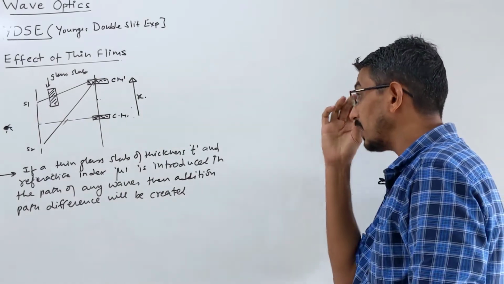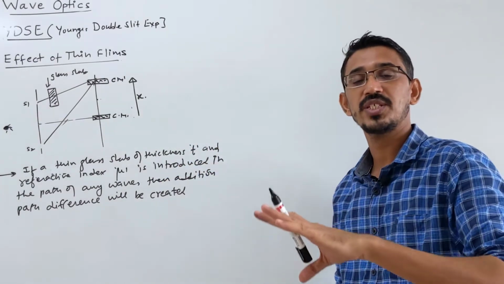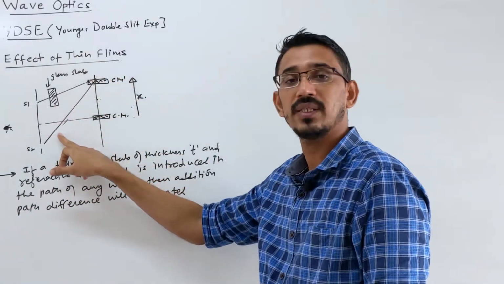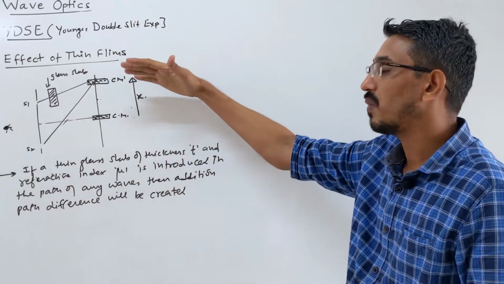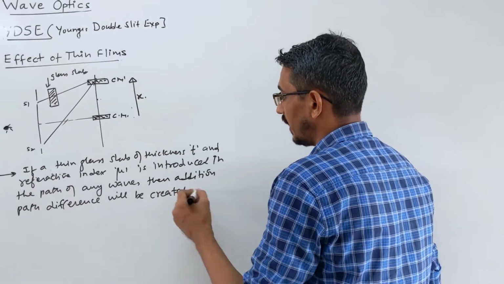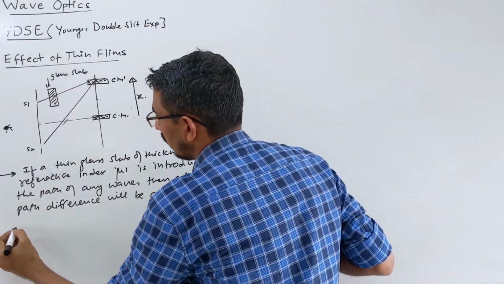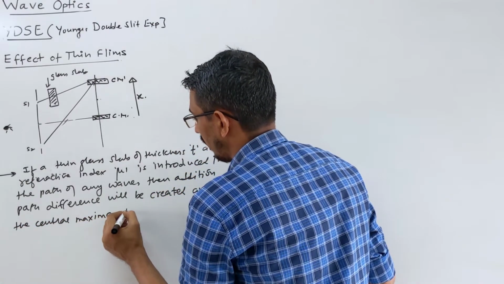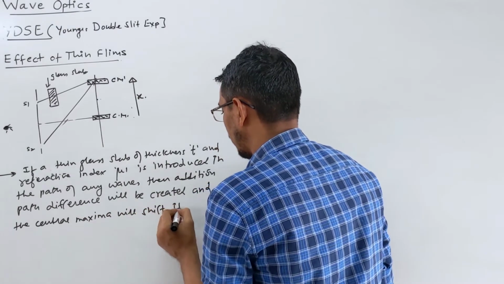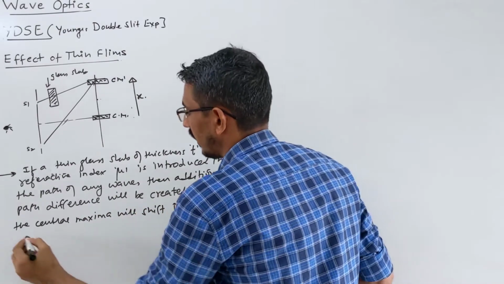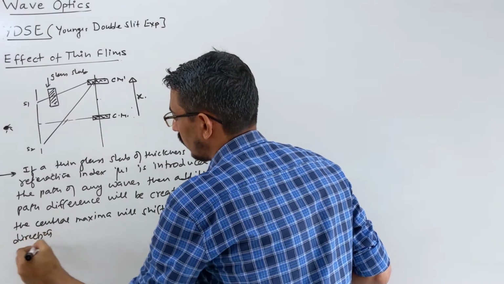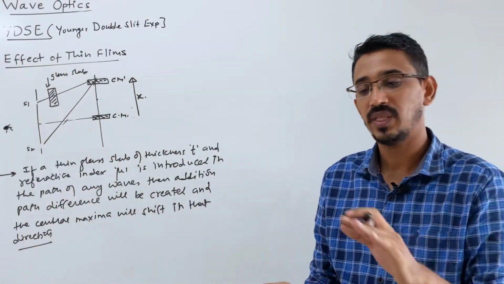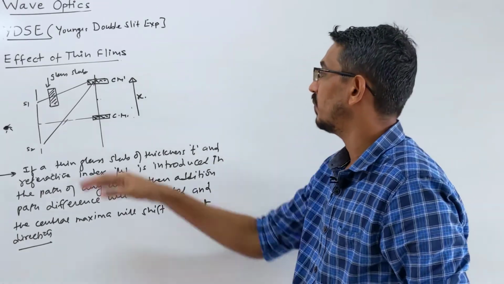Due to this, the whole pattern system or your central maxima will shift in that direction. If you put your slab in this wave, then it will shift upward. If you put it in this path, then your whole pattern will shift downward. The central maxima will shift in that direction. Your whole central maxima, the pattern of your fringes, will shift. They will not get disturbed. They will just shift upward or downward, depending on where we are introducing the sheet.